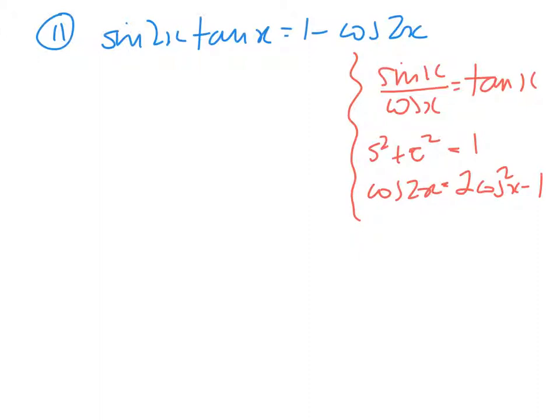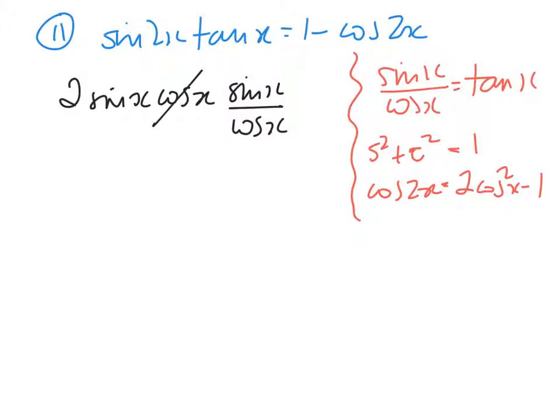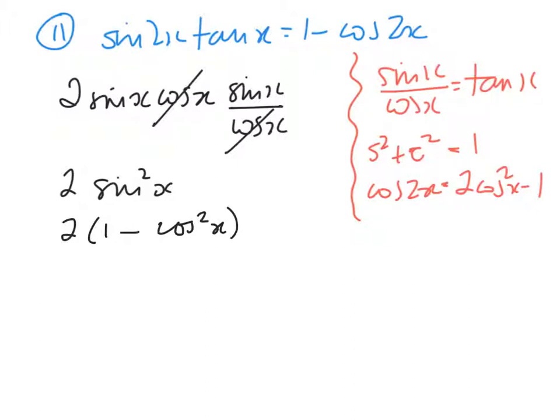Right, so working on the left hand side, sin 2x, an expansion from the front of the paper, is 2 sin x cos x. Tan x I can replace with sin x over cos x. Now the cos x's will disappear, so I'm now left with 2 times sin squared x. From the middle section over here, sin squared plus cos squared equals 1. I can rewrite that as 2 lots of 1 minus cos squared x. If I remove the brackets on that, I get 2 minus 2 cos squared x.